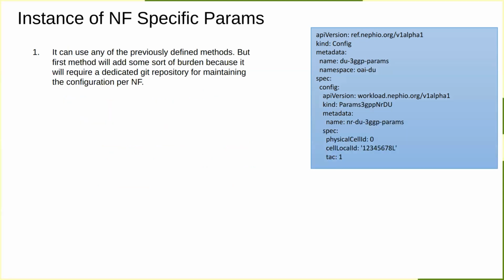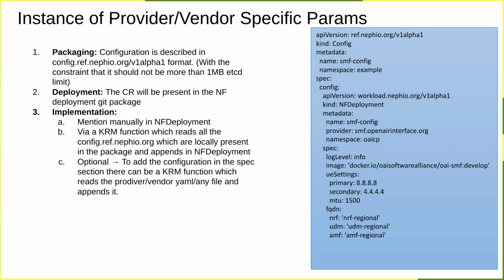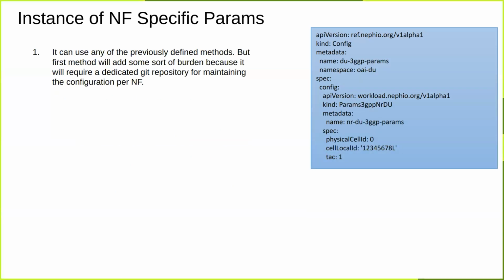And when it's NF specific parameters, which is a little bit against 3GPP and O-RAN, such parameters can be handled either via the first approach where I talked about the common 3GPP parameters, or the second one where it's vendor or provider specific. But if we make a lot of Git repositories for each and every specific NF, then there will be a lot of Git repositories.